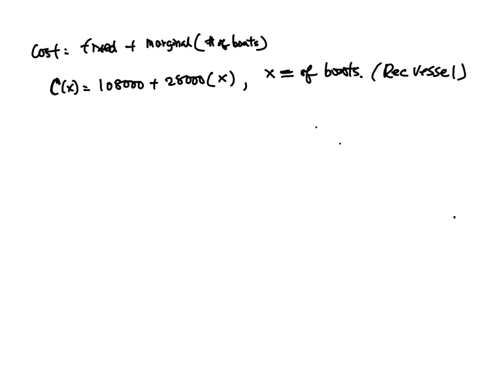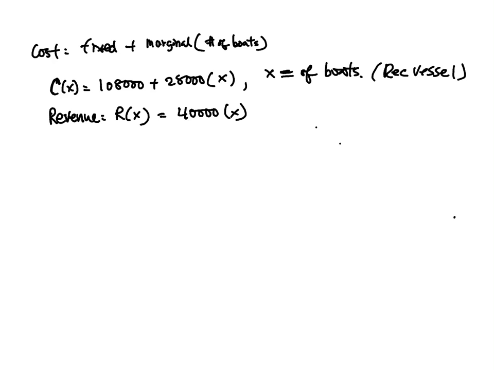Now, our revenue. Just remember, cost is when you're paying somebody. Revenue is when somebody is paying you. So in this case, if the vessel sells for 40,000 each, that means you are getting paid 40 grand a piece. So that's the cost and revenue.